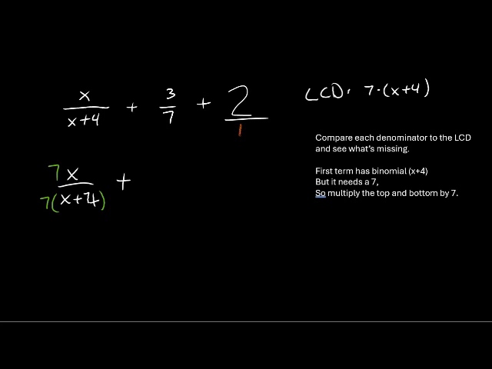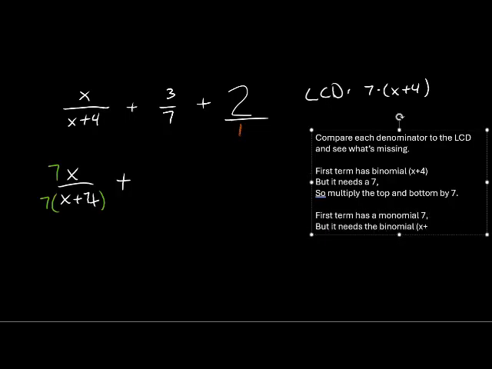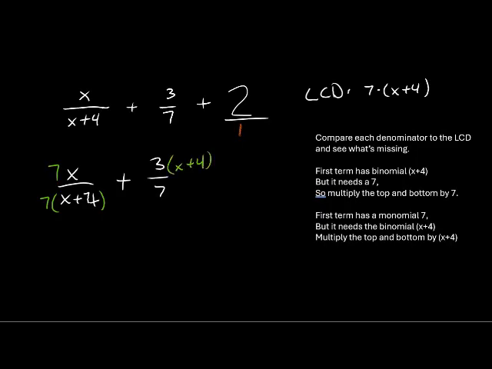Our second term says 3 over 7. That first term has the monomial that we need, that's 7, but it still needs the binomial x plus 4. Therefore, we will multiply the top and the bottom by x plus 4. We write our 3 over 7, and we multiply x plus 4 on the top and bottom. Then we'll say plus our 2 over 1.